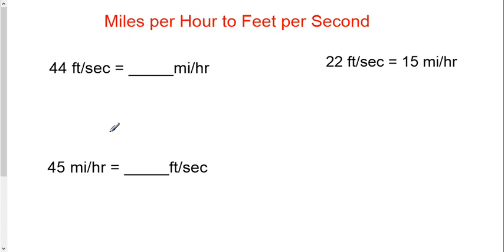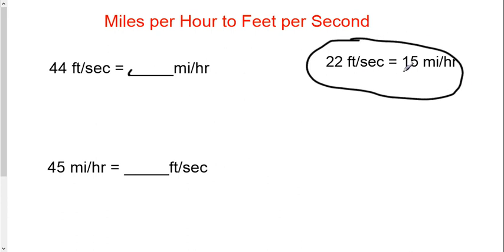All right, in this lesson, I'm going to be teaching you how to convert miles per hour to feet per second, or vice versa. In this case, the key to this entire problem is this right here. Now, I could go through the mathematics to prove this, but 22 feet per second is equivalent to 15 miles per hour. So all we're going to do is use that to our advantage. 22 feet per second, 15 miles per hour.